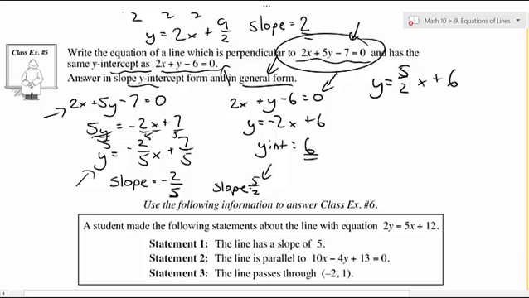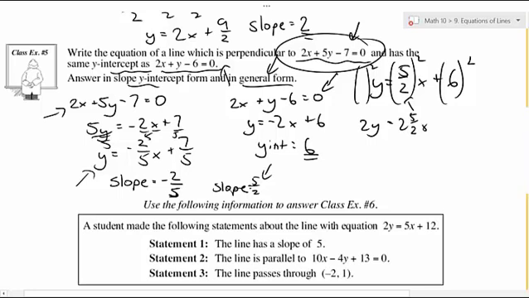Now, if I want to put this in general form, this is really important, okay? So let's multiply everything by 2 to get rid of the denominators here. That'll give me 2y equals 2 times 5/2x plus 2 times 6, or 2y = 5x + 12.